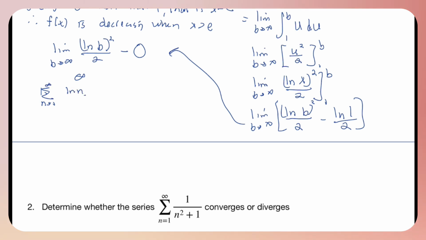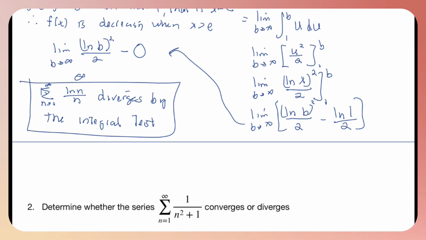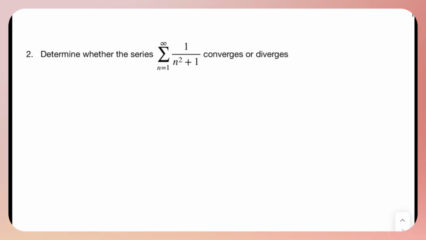So the series, natural log of n over n diverges, and then how you figured out diverges. We used the integral test, so by the integral test. Because we're going to learn a lot more tests in this unit, you always have to identify the test you use to determine the divergence or convergence of the series.